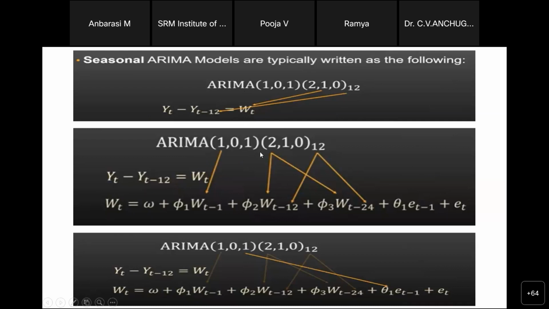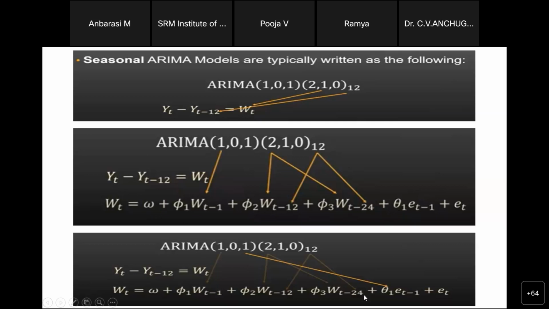So this W_t can be written as omega, or we usually consider it as a beta value, a constant, plus pi 1 W_{t-1}. Then how many seasonal terms do we have? 2 seasons. Each season has 12 months, so pi 2 W_{t-12}, plus the next season, 24, so pi 3 W_{t-24}. If it is a third season, it should be considered as pi 4 W_{t-36}. Plus theta.